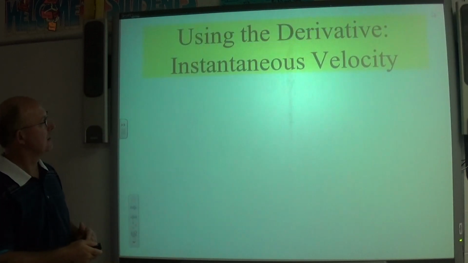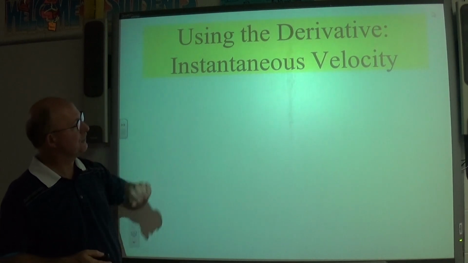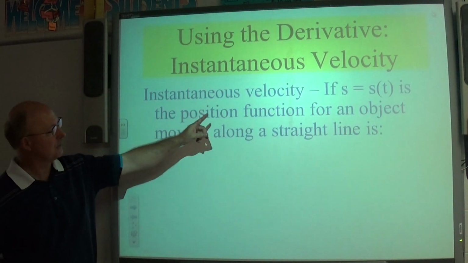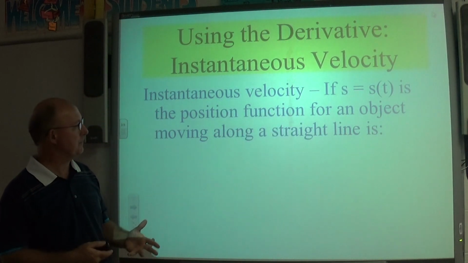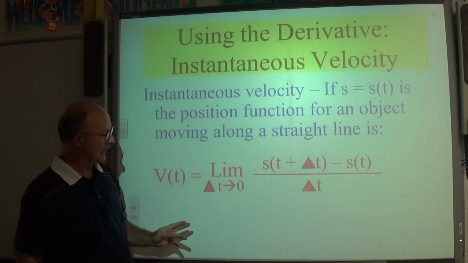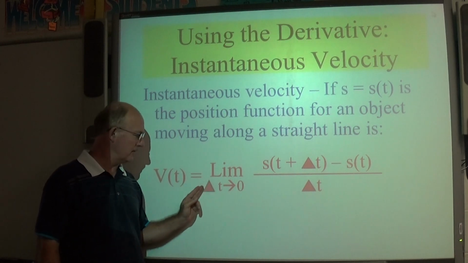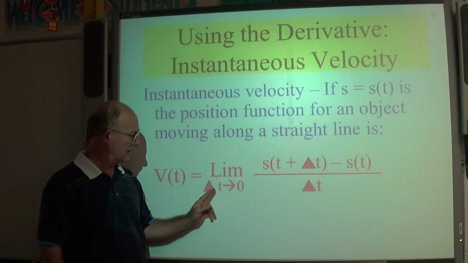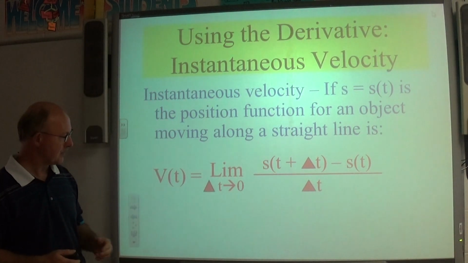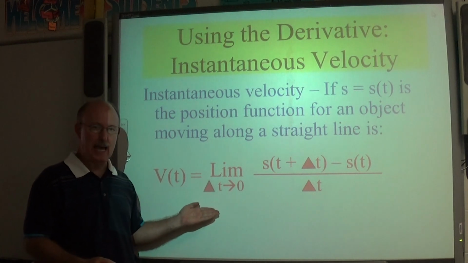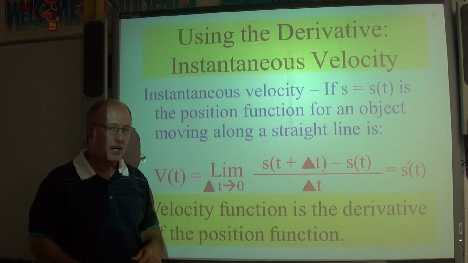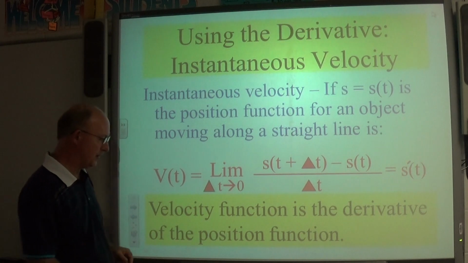Let's move on. Using the derivative, the derivative gives us instantaneous velocity. Average velocity involves 2 time intervals. Instantaneous velocity says if s equals s of t, a position function for an object moving along a straight line, then the instantaneous velocity is the limit as h approaches 0 of s of t plus h minus s of t, over h. I use the terminology in your textbook, with h instead of delta t. If you remember, this is the longhand version of the derivative. So the velocity function is simply the derivative of the position function.